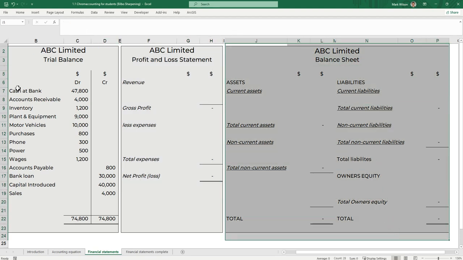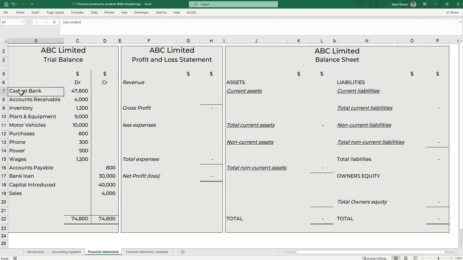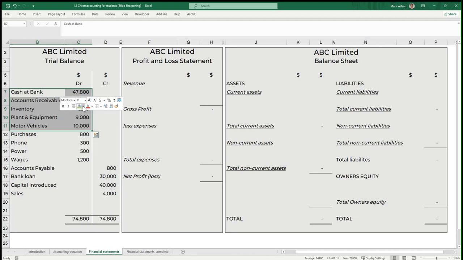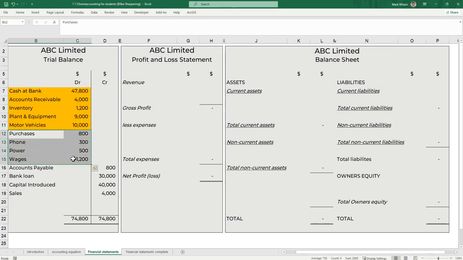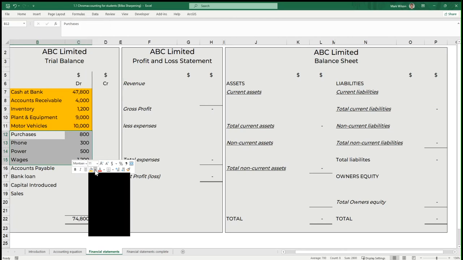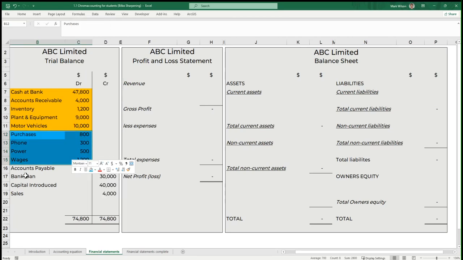To start with, using Chromaccounting, what I'm going to do is take my trial balance and I'm going to color in all of the assets. And I know that they're these 5 because I've just been dealing with them on the previous page. The next 4 are all expenses. So I'm going to color them in blue.